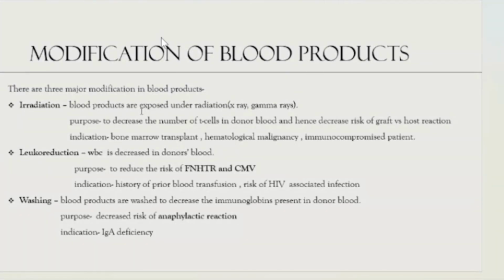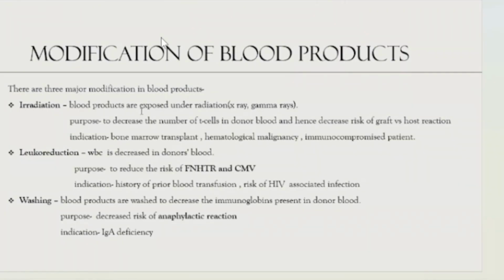We can do irradiation. Irradiation is basically, as the name suggests, we will expose these blood products to certain radiations, either X-rays or gamma rays, etc. And why are we doing this particular modification? We are doing this to decrease the number of T cells that are present in donor blood. T cells are basically your T helper and T cytotoxic cells, which are T4 and T8 cells. And do we need to reduce this?